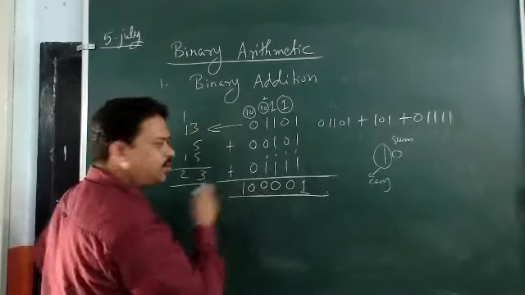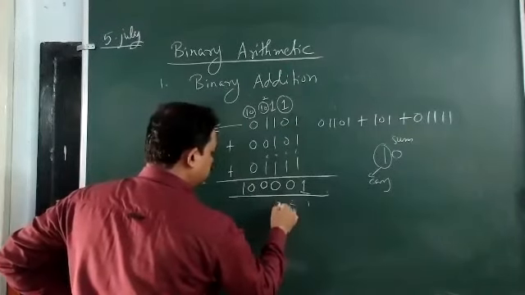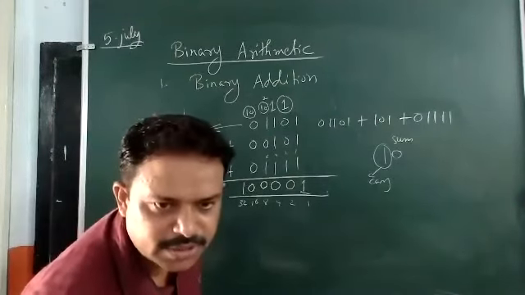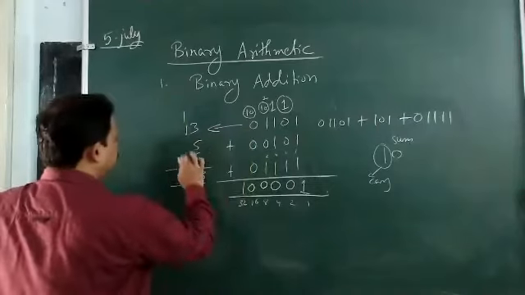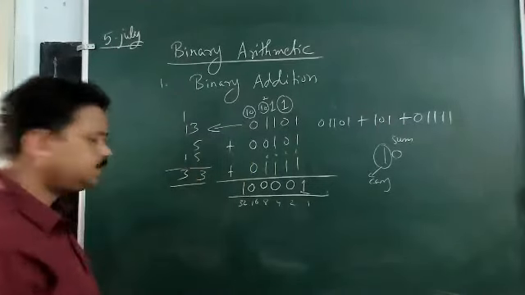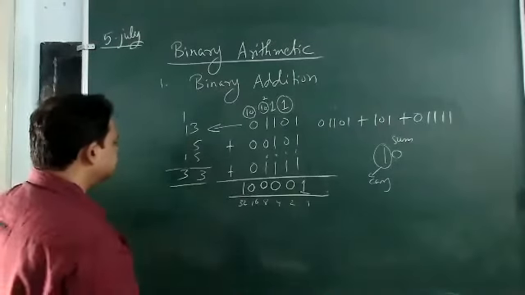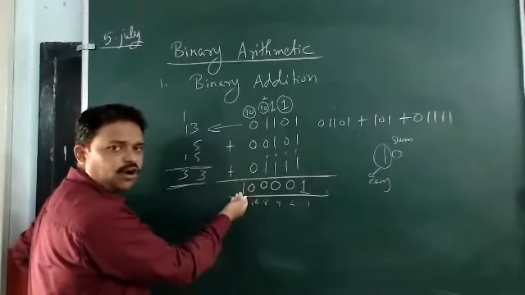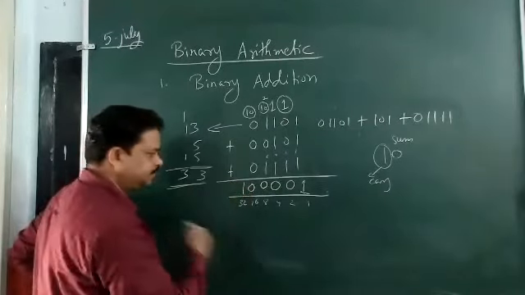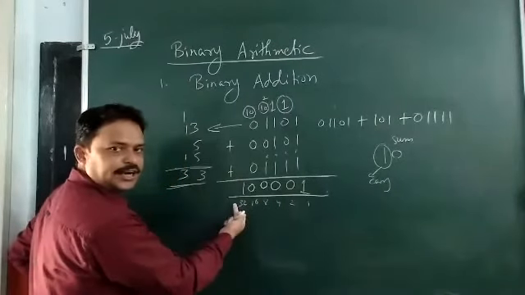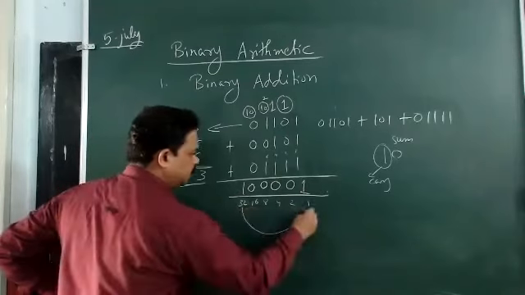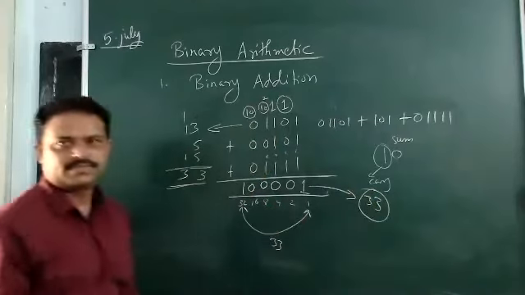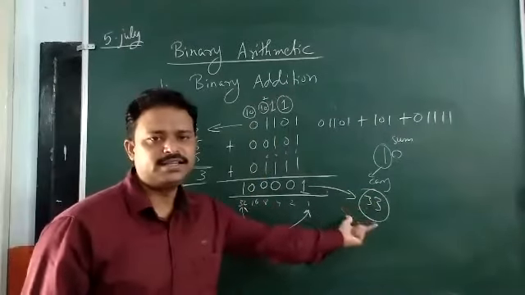Let me check whether it is 23 or not. 1 2 4 8 16 32. It is telling 33. Oh sorry. Of course, 33. So just check 1 0 0 0 0 1. Is it 33 or not? 1 2 4 8 16 32. 32 plus 1 is 33. This is nothing but 33.